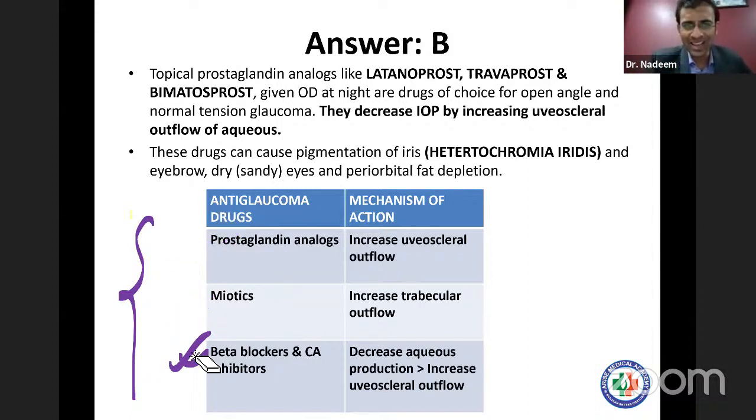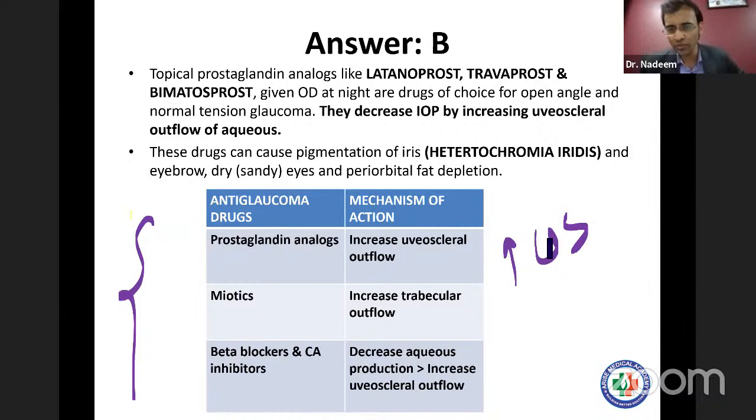For prostaglandin analogs, this is going to increase uveoscleral outflow, and miotics are going to increase trabecular outflow. And beta blockers and CA inhibitors, these are going to do what? These are going to decrease aqueous production. So first of all, let's talk about prostaglandin.